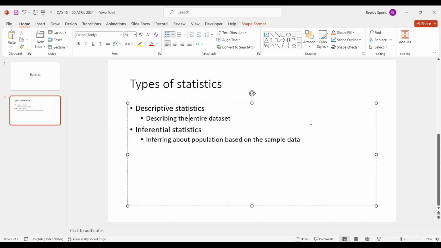So for now, and for the next few hours, we'll focus on descriptive statistics. Now let's move on to descriptive statistics.